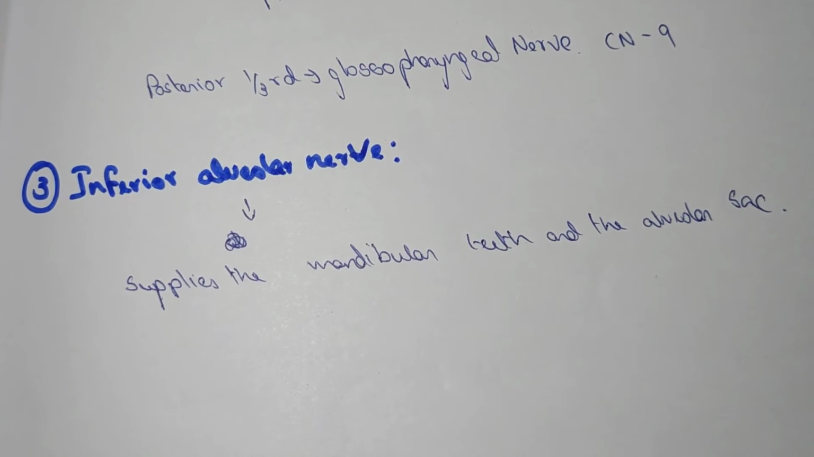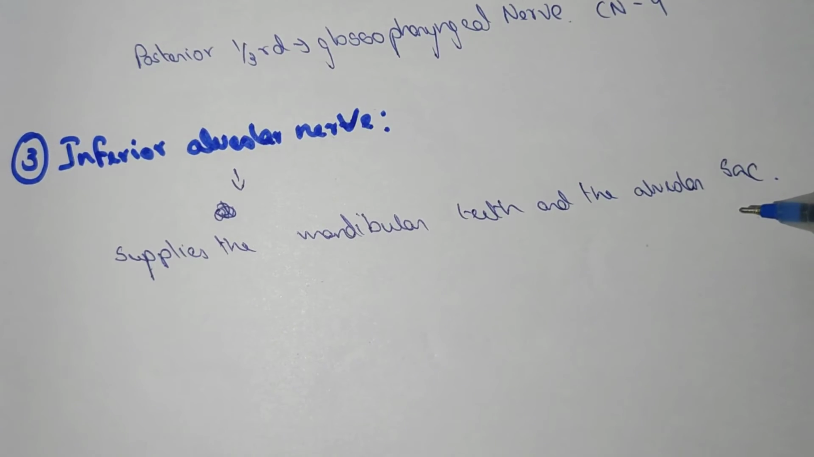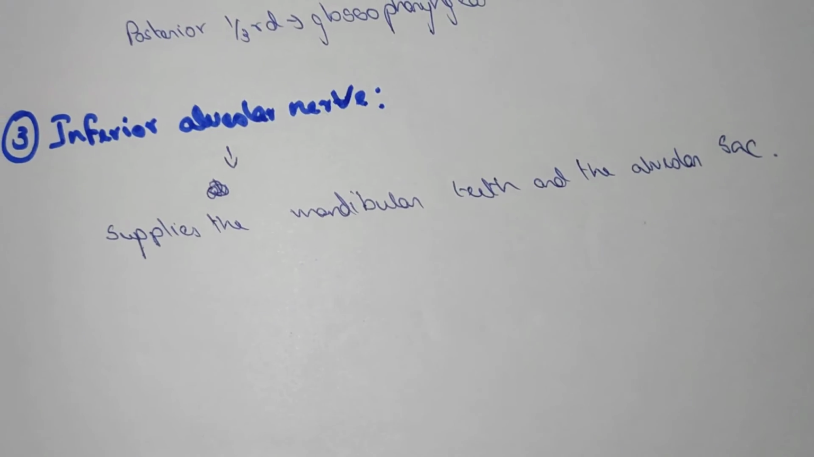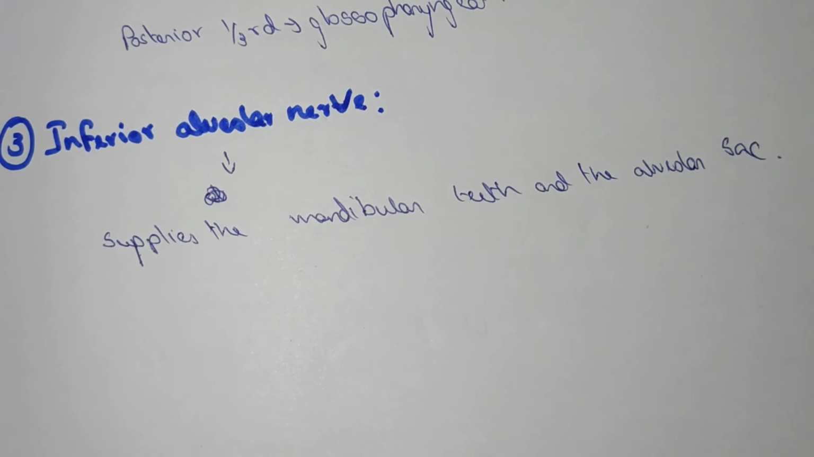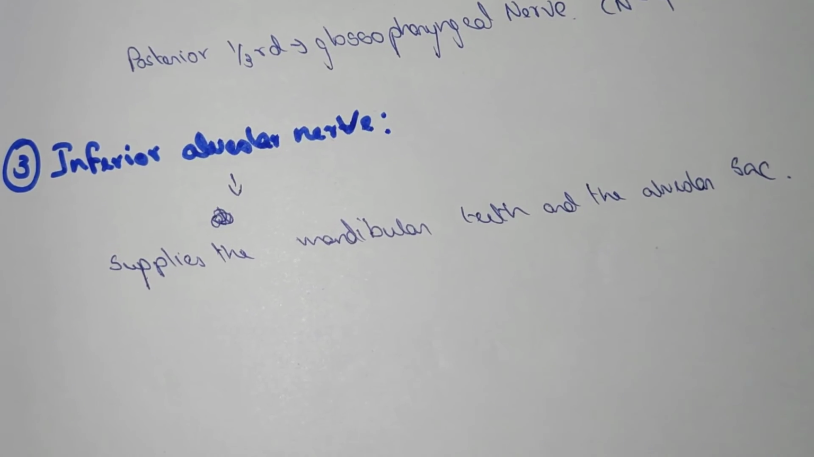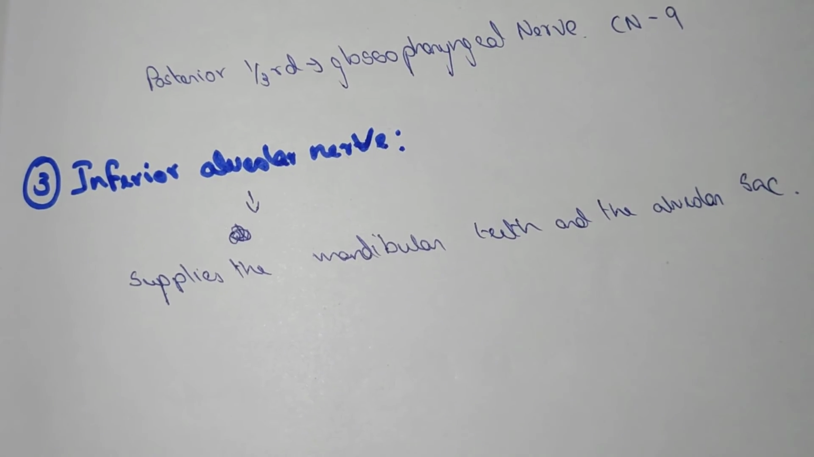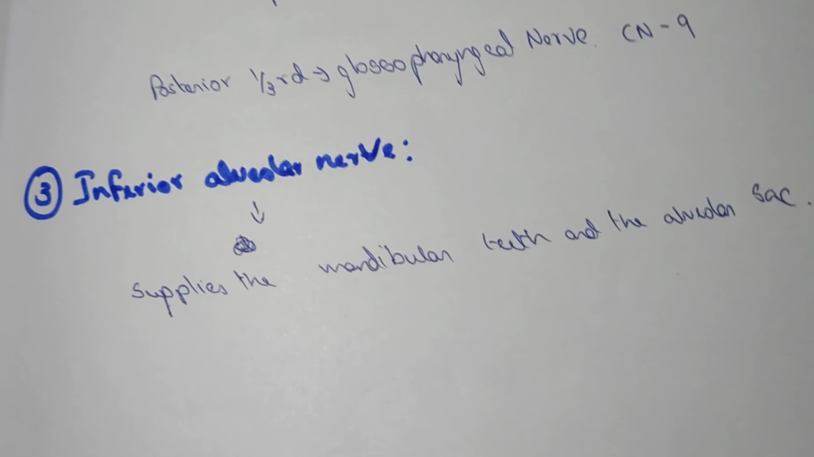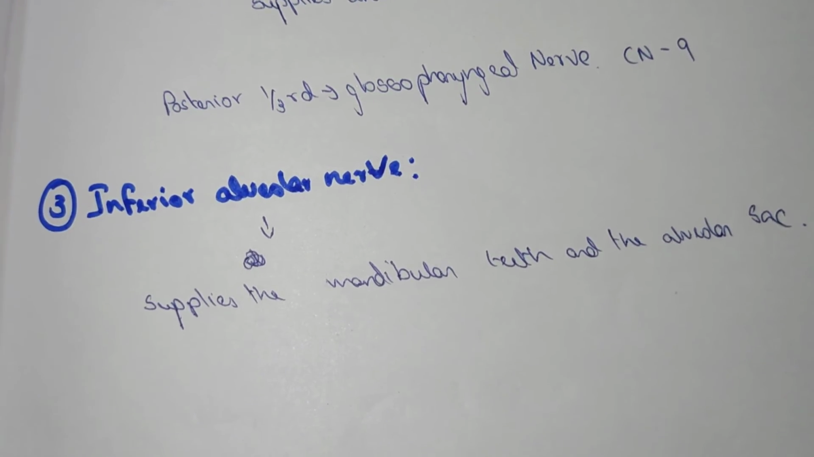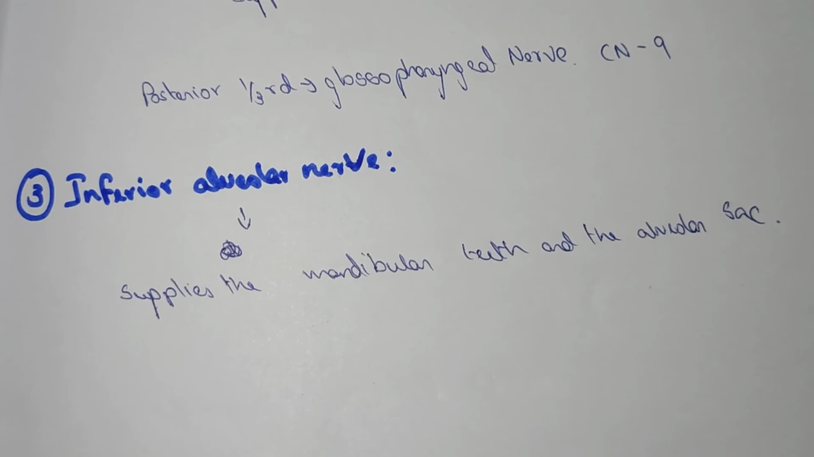The inferior alveolar nerve supplies the mandibular teeth as well as the alveolar sac. It enters the mandibular foramen, and it supplies the socket which holds the teeth, which is known as the alveolar sac, and the teeth which are present in the mandible.